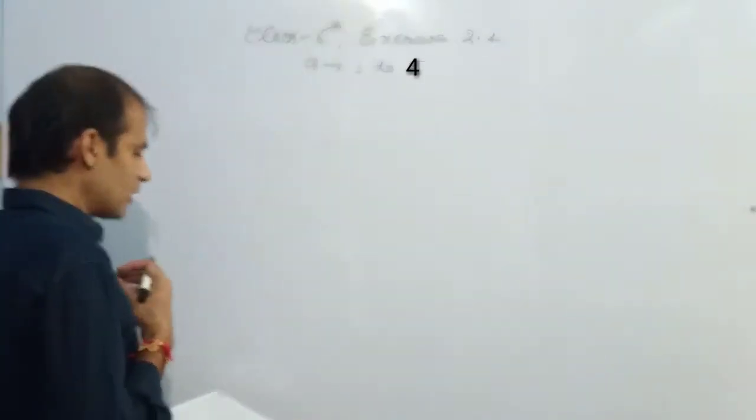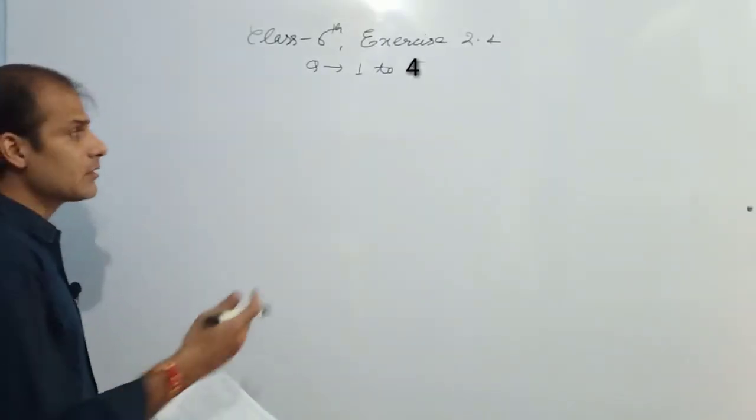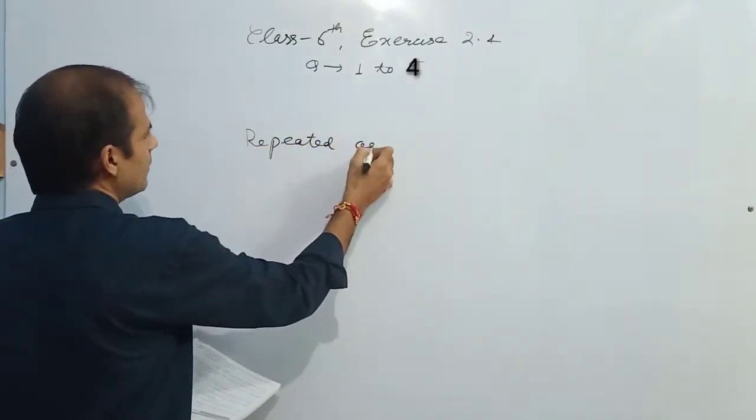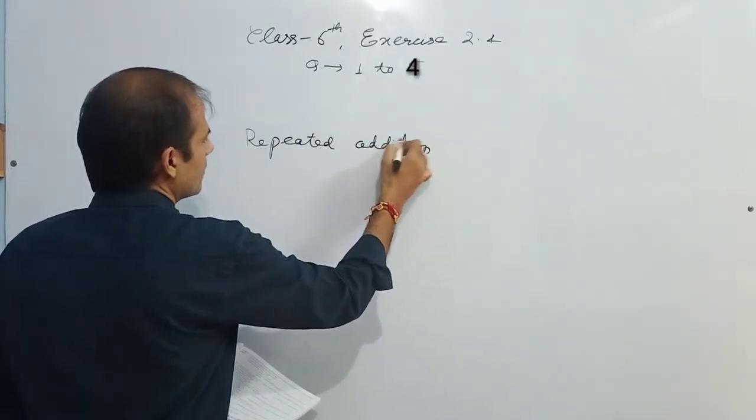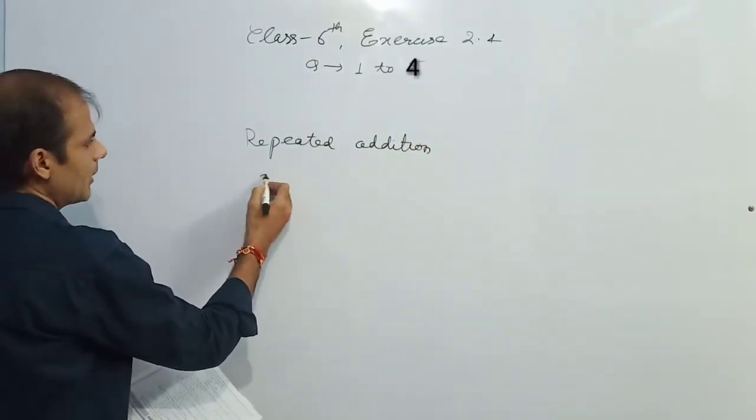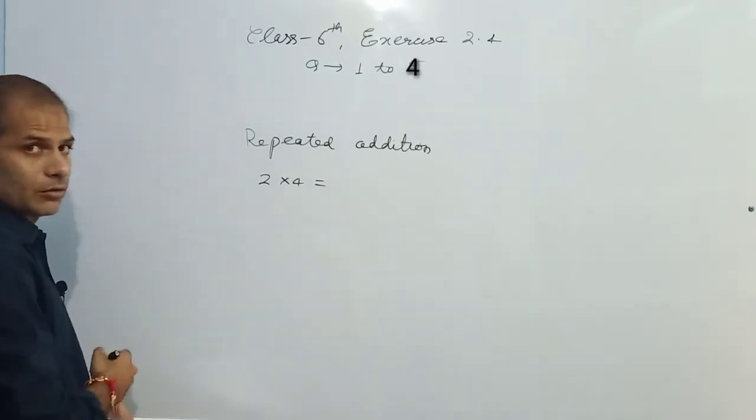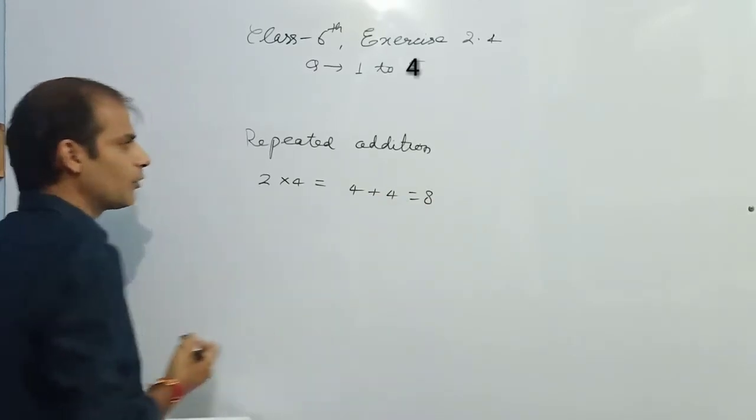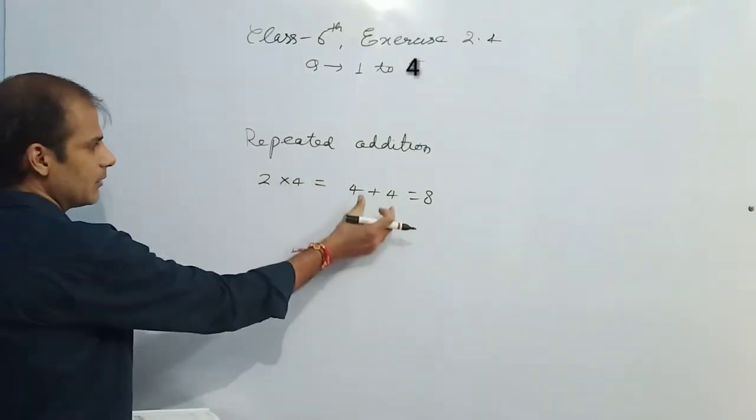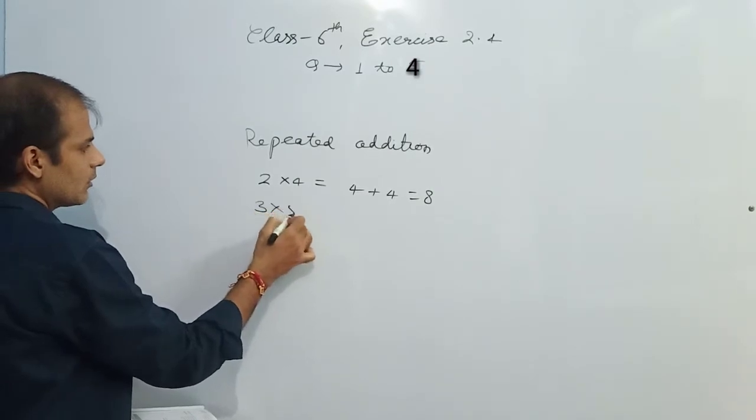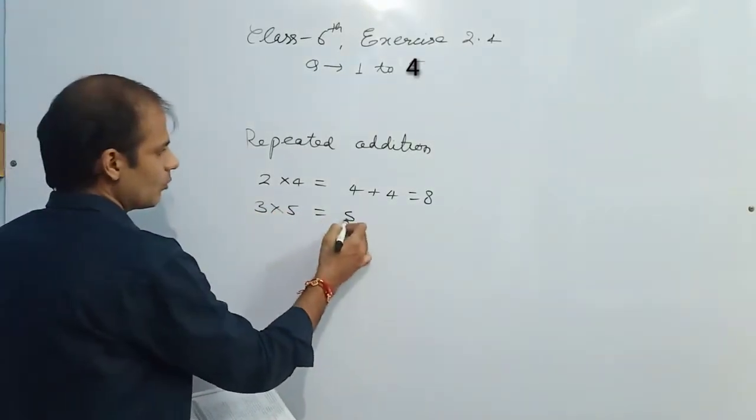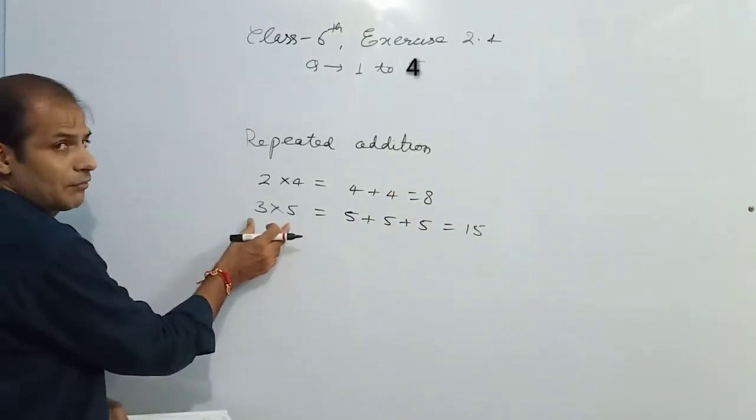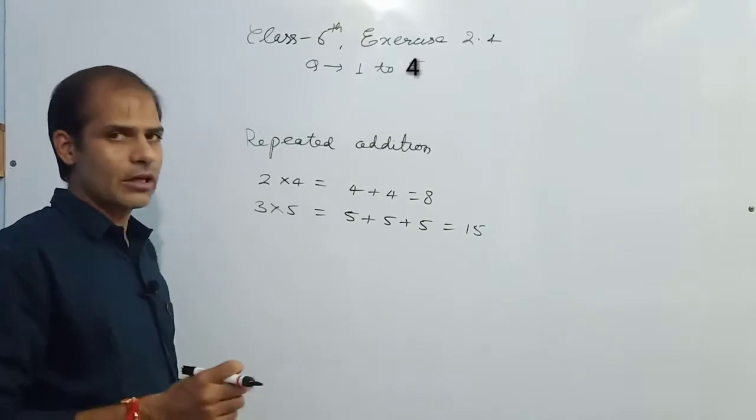As you know, what is multiplication? Multiplication means repeated addition. Listen carefully. Repeated addition. For example, if you multiply 2 into 4, meaning twice of 4, then it means 4 plus 4, which is 8. We can write this multiplication in this form. Or if it is 3 into 5, we can add 5 three times. 3 into 5 is 15. This addition also gives us 15.